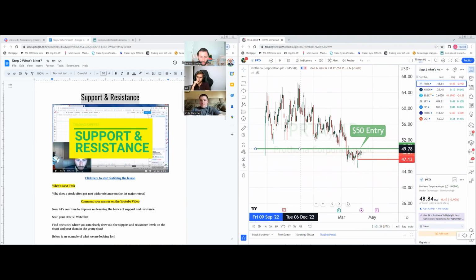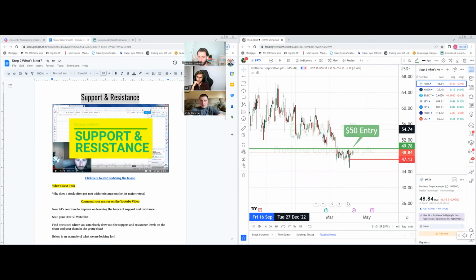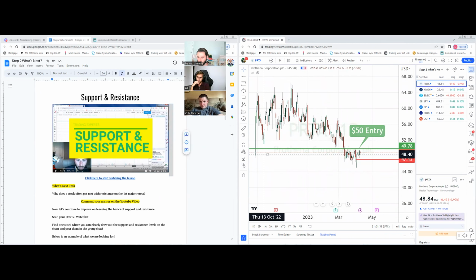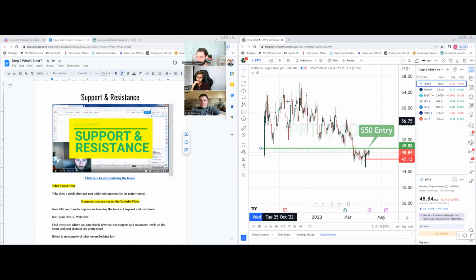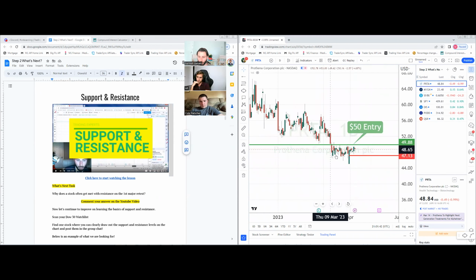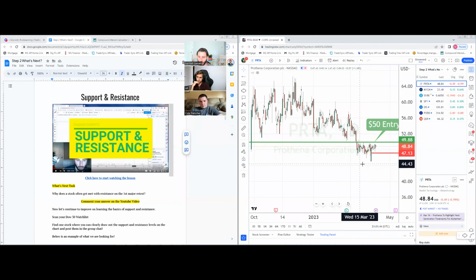We're just getting started here with this support and resistance lesson. And in this first example with PRTA, we can see here this green line. This was support in the name. It had broken down, and it's now acting as resistance. And we can see this bull flag or base forming down here near support.